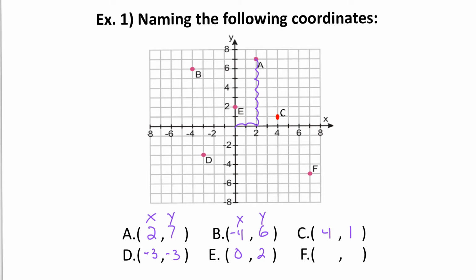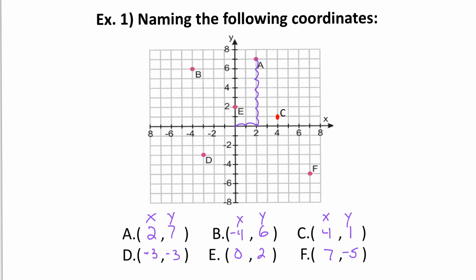Point F, 1, 2, 3, 4, 5, 6, 7. And I go 1, 2, 3, 4, 5 down. So 7 to the right is positive. 5 down is negative. So 7, negative 5. So remember the first number is x, the second number is y. That's how we have the ordered pair, alphabetical order, same thing, x is before the y, and you guys have the points. So you guys found the points.